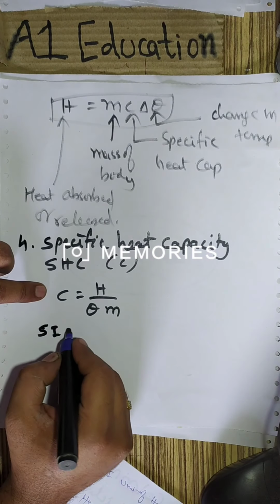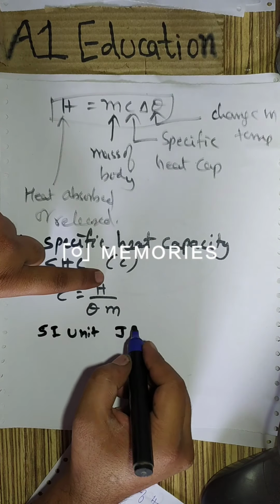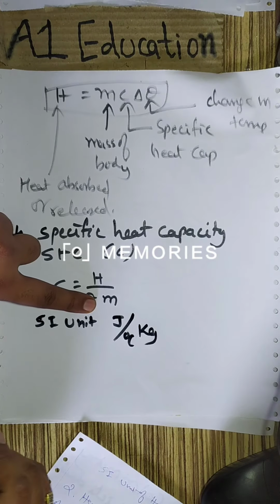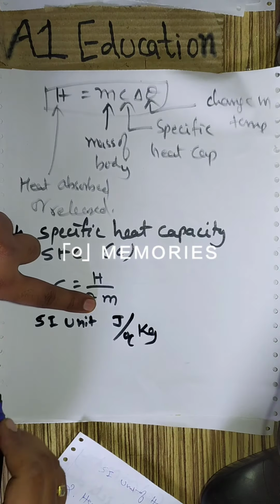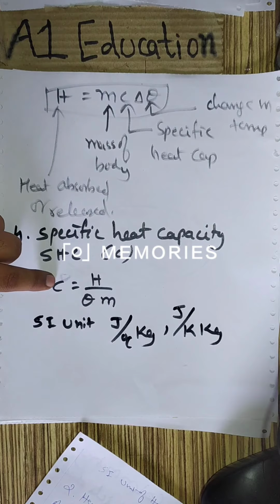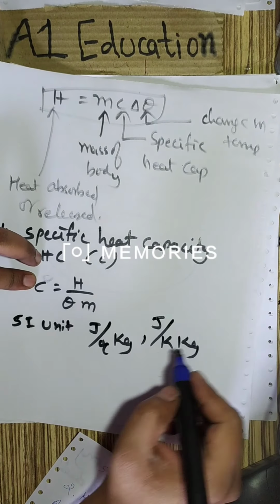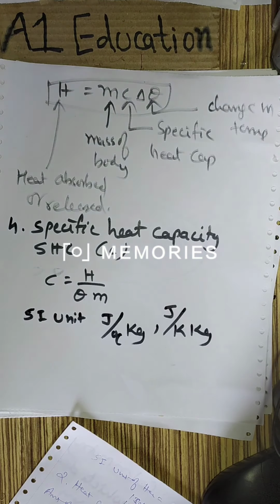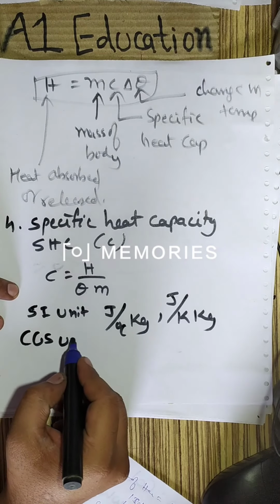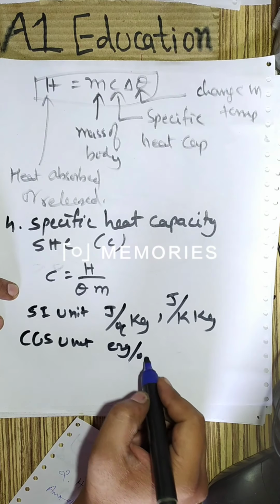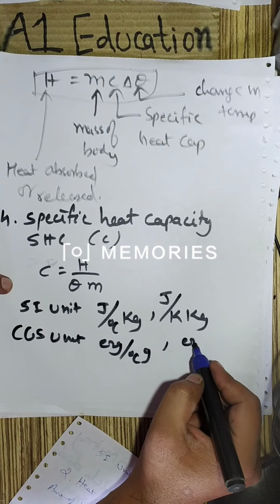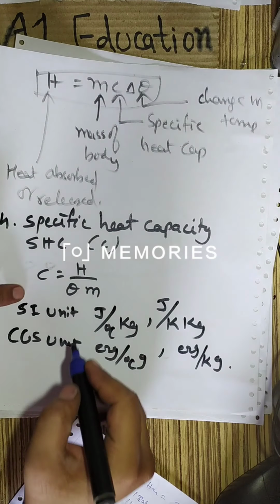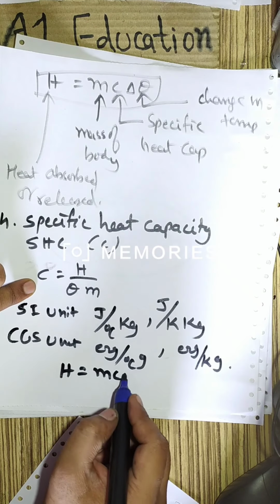Its SI unit: heat is measured in joules, temperature in degrees centigrade, and mass in kg. Also, joules per kelvin kg is a correct SI unit. And CGS units are erg per degree centigrade gram, or you can write erg per kelvin gram. If we make H the subject of this equation, then H is equal to m c theta.